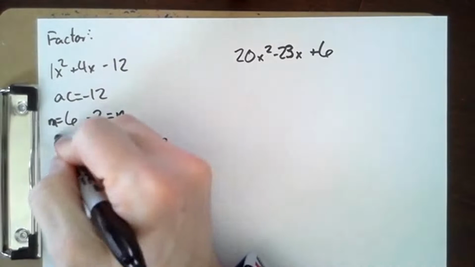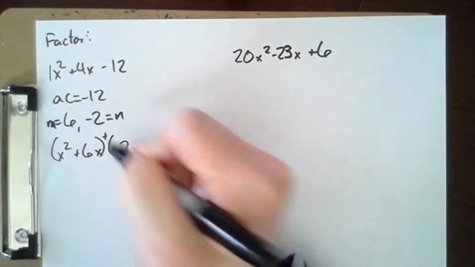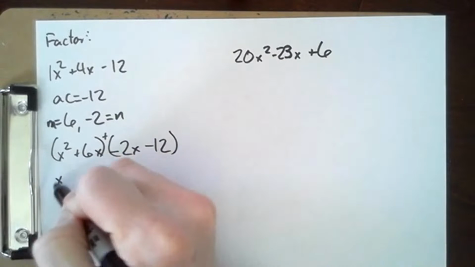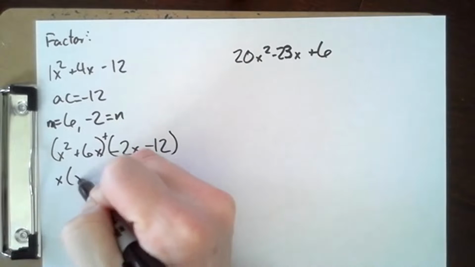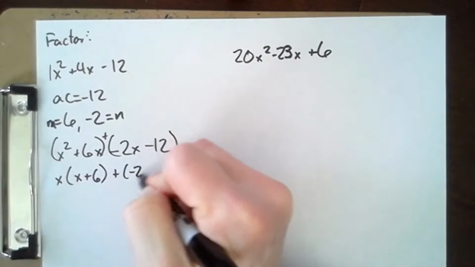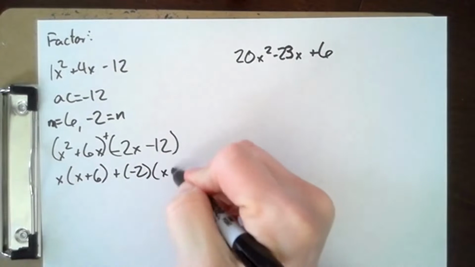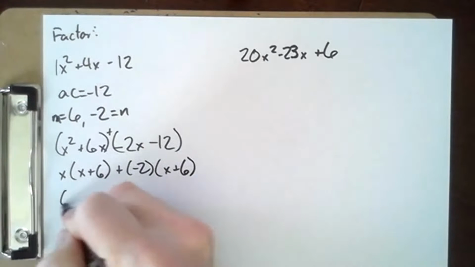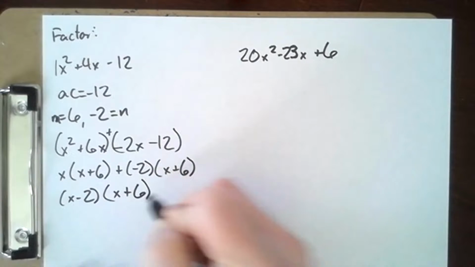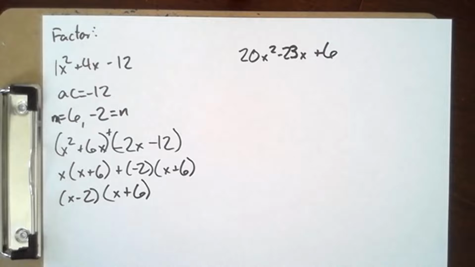And now we group these, with a little plus sign in the middle to make sure that we've got everything we need. And now we factor each of these terms. We can factor out an x from the first, and we've got an x plus 6 remaining. Plus, here we've got a negative 2 and an x plus 6. Then this is x minus 2 times x plus 6. And we have factored x squared plus 4x minus 12.